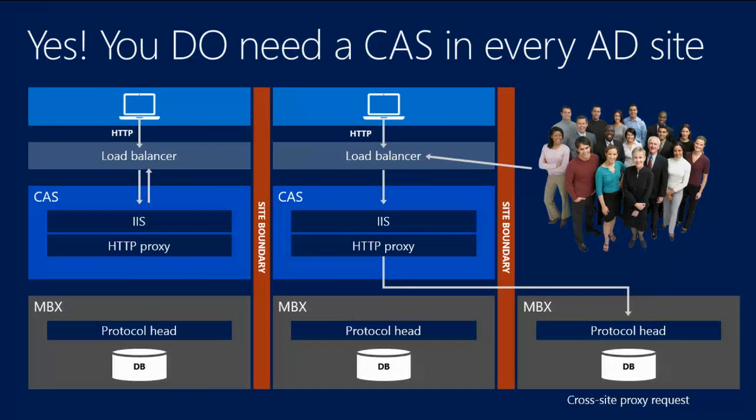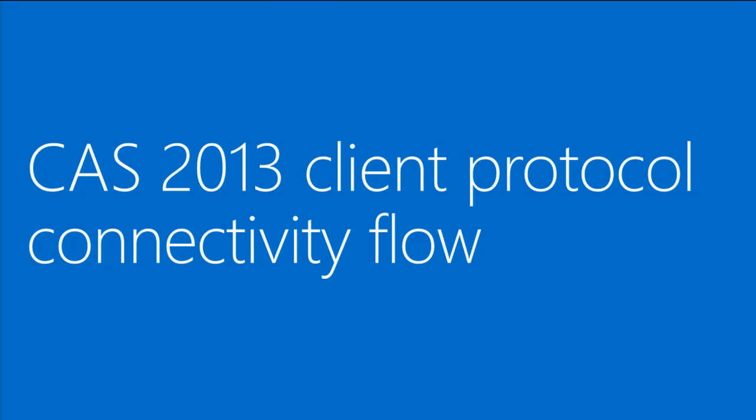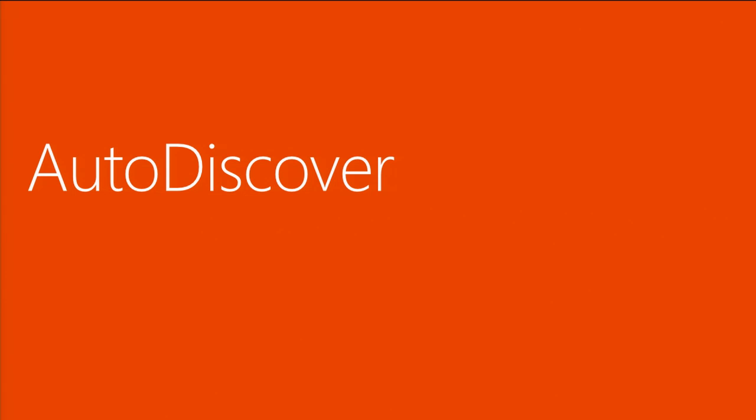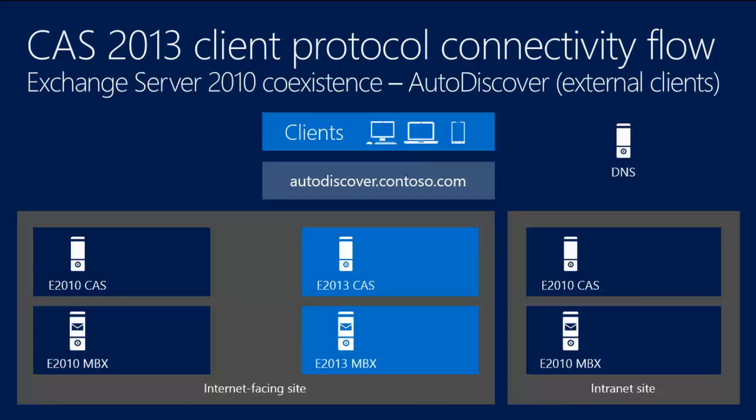So there are three things that I quite often get into, and they help me understand and explain CAS pretty simply. So let's get into the client connectivity flow, how each of the different protocols work with 2013, and Auto-Discover is always a great place to start, I always find, because it helps introduce usually a lot of other things. So I have a few diagrams, and they're all going to look pretty similar.